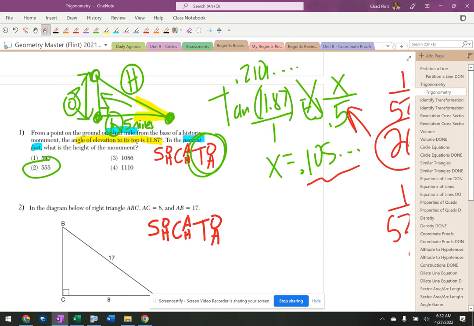Okay, it is not common to have to change from miles to feet. It happens very, very rarely, so I would not be stressed out about it.